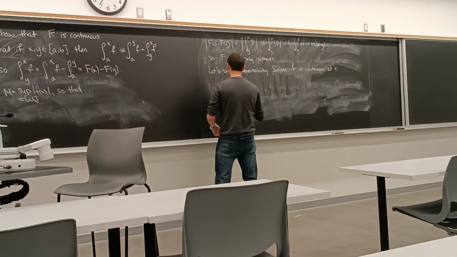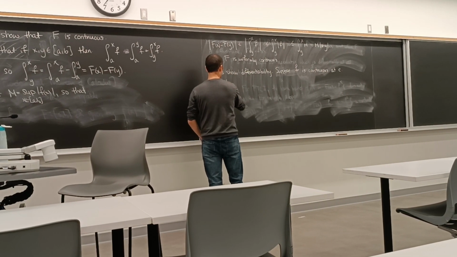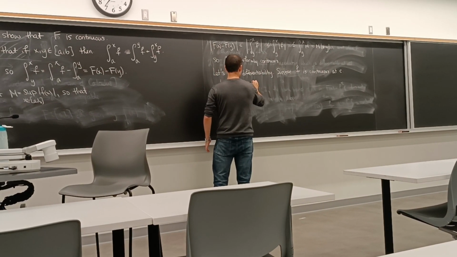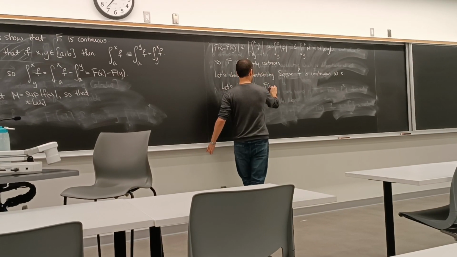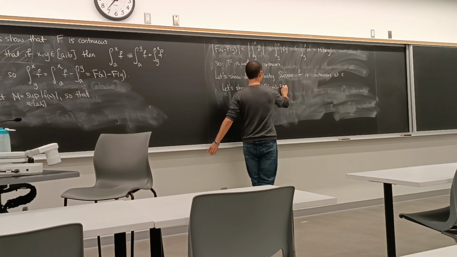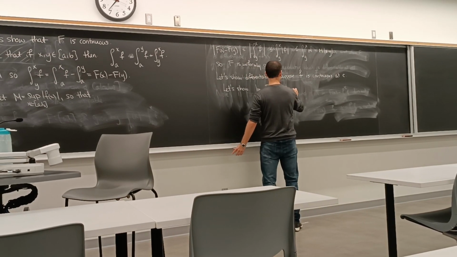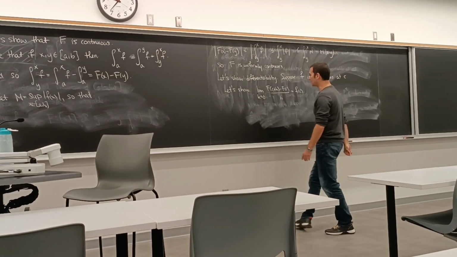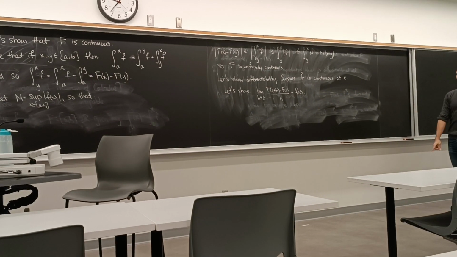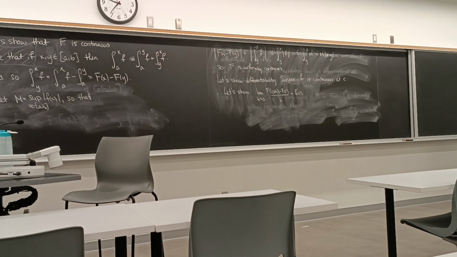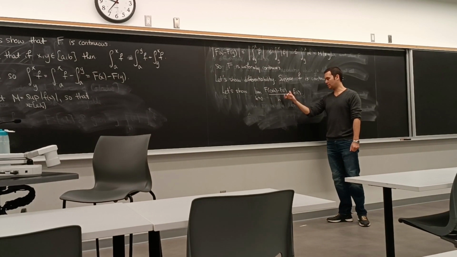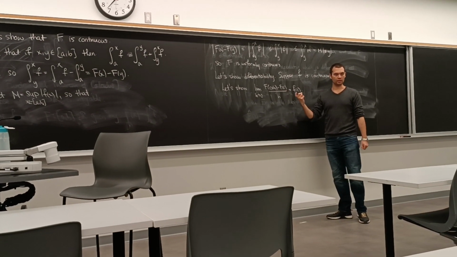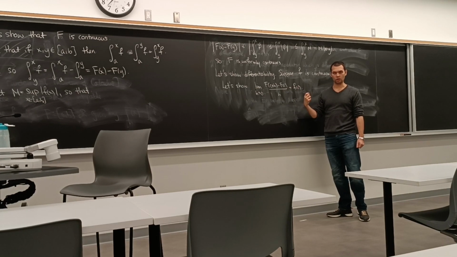Now, let's show that the limit as h approaches 0 of F of c plus h minus F of c, divided by h, is f of c. Right, that's what we want to show. That would show, one, we're differentiable because the limit exists, and it would also show that the derivative of capital F at c is equal to little f of c, therefore that it's an antiderivative. So this is what we want to show.